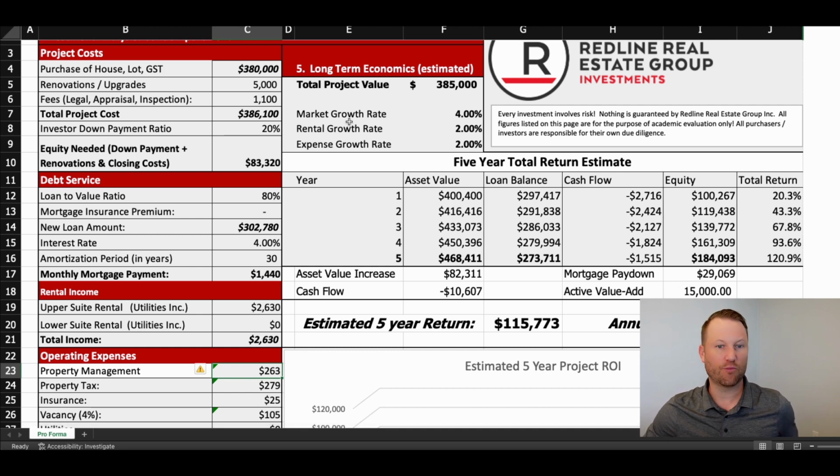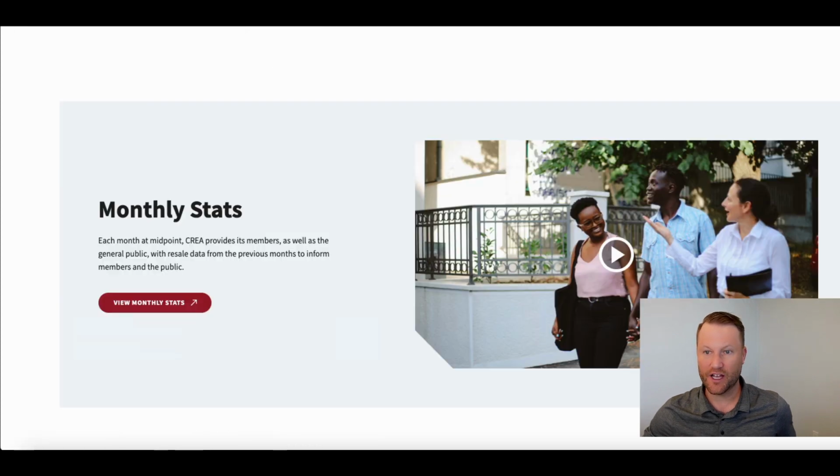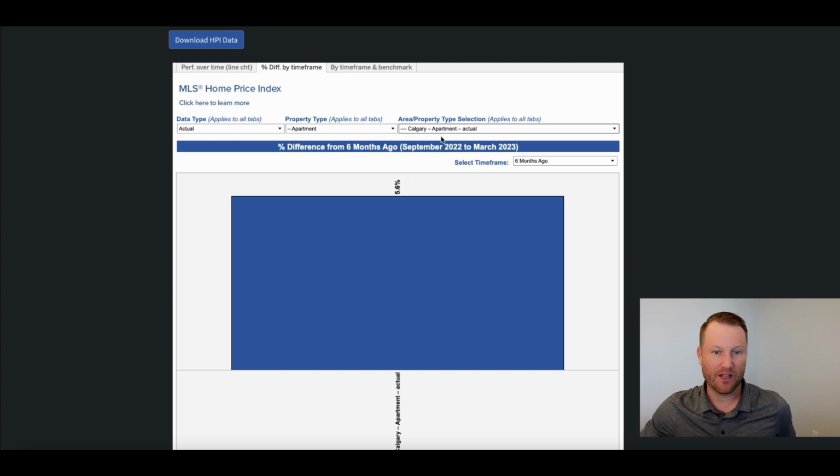So looking at our total project value and the long-term economics. Now for market growth rate, you would want to look at, we've got a different asset class now, right? We were in single family, now we're in condo apartments. So if I come back over to my CREA analysis that we did, the same sort of thing here, this monthly stats, and we come in here, I've gone and put the numbers in here already. So we're looking at apartments, we're looking at condos, and we're going back 6 months.